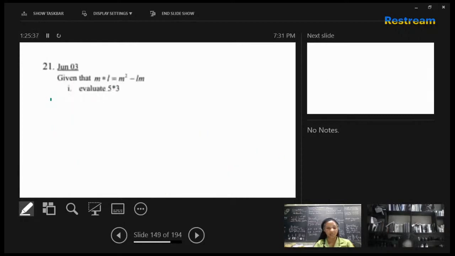All right, last one. M asterisk L is equal to... That's not M plus L, that's an asterisk. Does that mean times? No, it's just a symbol. So that means m is 5 and l is 3. Wherever you see m, you put 5, wherever you see l, you put 3, because you line it up in the same order.